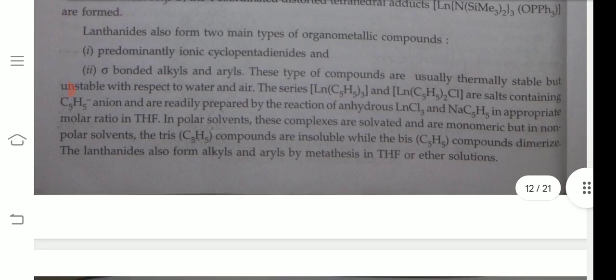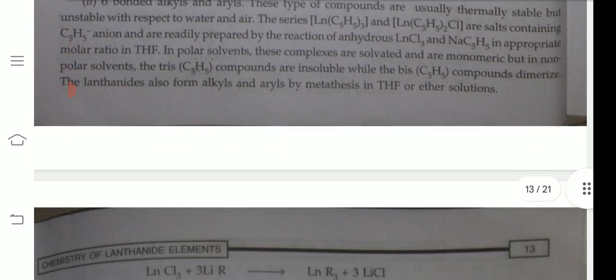Lanthanides also form two main types of organometallic compounds, predominantly ionic cyclopentadienides and sigma bonded alkyls and aryls. These types of compounds are usually thermally stable but unstable with respect to water and air. The series Ln(C5H5)3 and Ln(C5H5)2Cl are salts containing C5H5- anion and are readily prepared by the reaction of anhydrous LnCl3 and NaC5H5 in appropriate molar ratio in THF. In polar solvent, these complexes are solvated and are monomeric, but in non-polar solvent, the tris C5H5 compounds are insoluble while the bis C5H5 compounds dimerize.